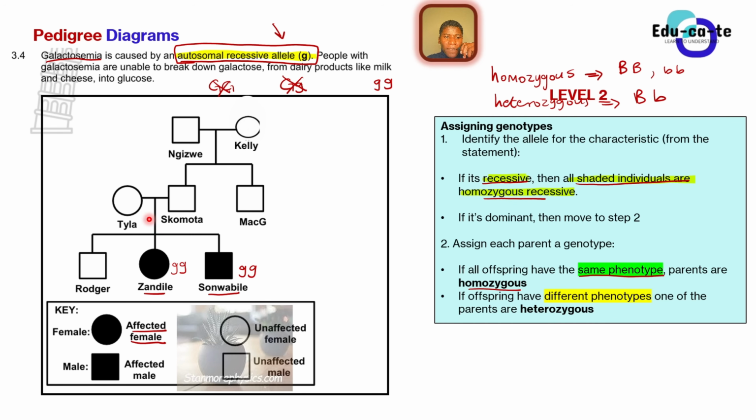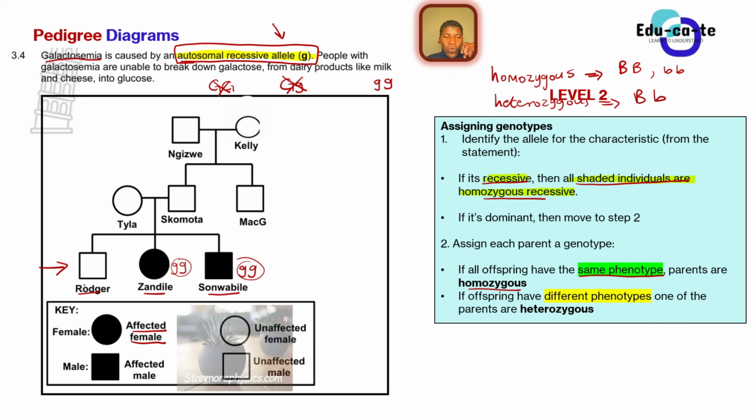Now we say that if the offspring of Tyler and Skomota, which are the parents, have the same phenotype, that is, they have the same condition. In this case, that is not true because you can see that Zandile has got the condition, Sonwabile has got the condition, but their brother Roger doesn't have the condition, though these are all children of Tyler and Skomota.